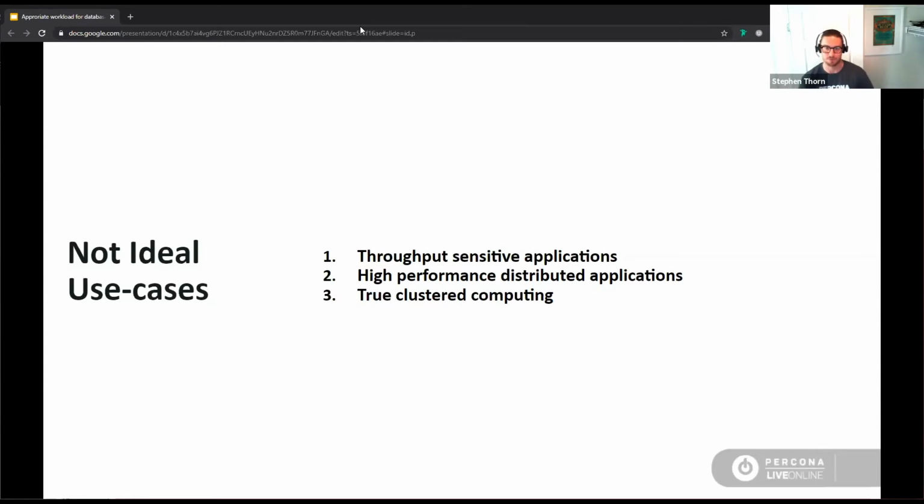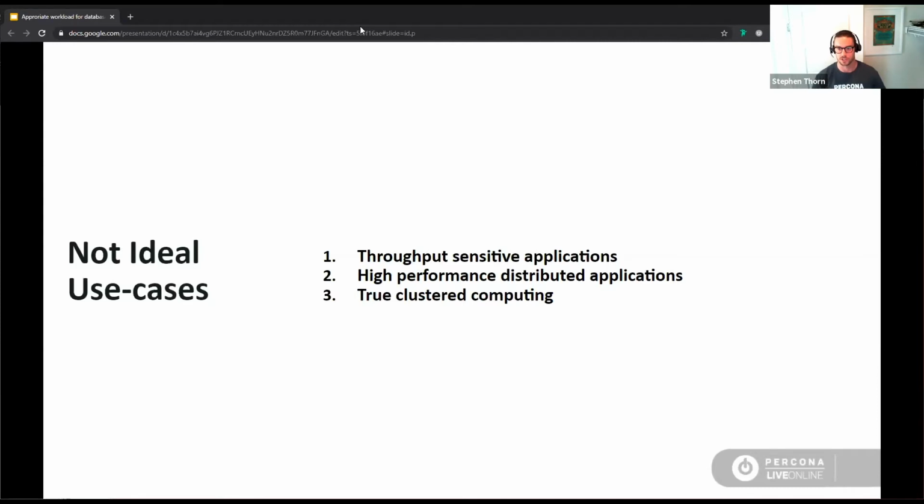Next would be high performance distributed applications. They're not necessarily a good fit for Kubernetes without throwing a lot of money at it. Kind of the same reasons just mentioned above. Kubernetes just isn't built for that. It's really for managing those containers, not the low latency for those distributed applications.